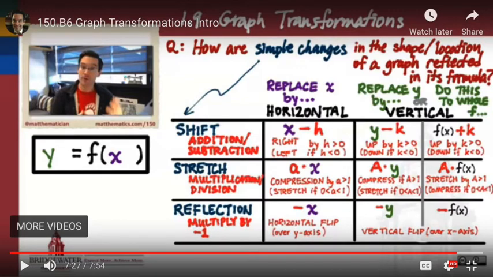So let's do one quick example together before I turn you loose on today's activities. Let's suppose that I start out with, I don't know, how about the graph y equals the square root of x?